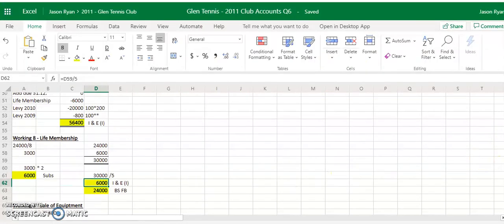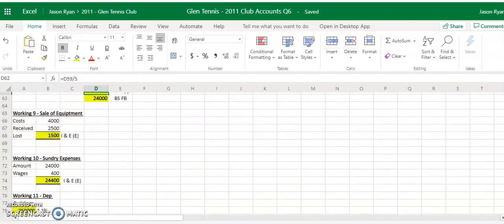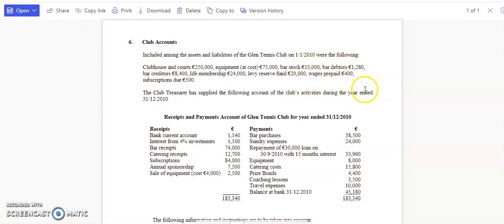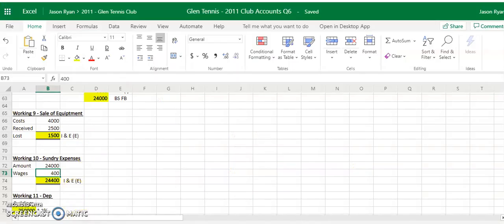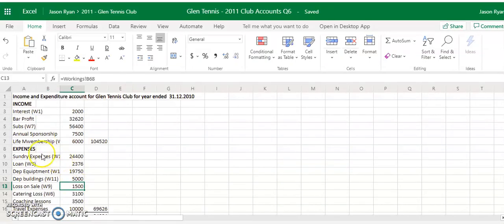So the adjustment then for your wages or your sundry expenses, you're going to have wages, our amount 24,000. Wages prepaid is going to be 400. So that's going to increase it to 24,400. So you see your wages prepaid for this period, 400. So your wages then in your income and expenditure account will be 24,400.